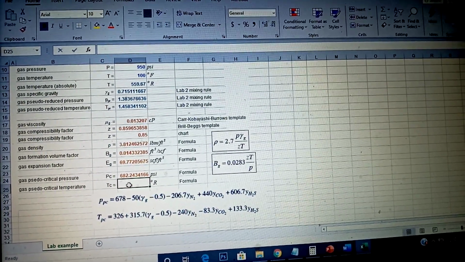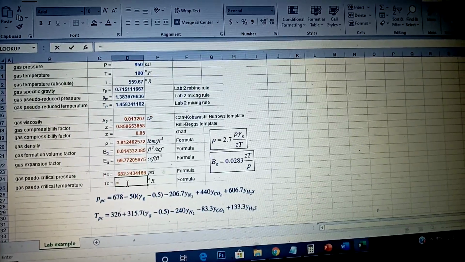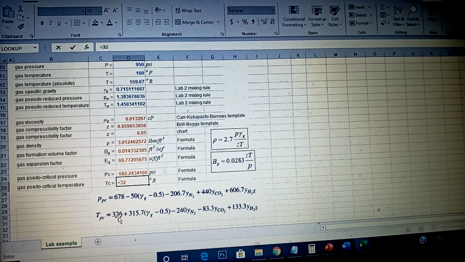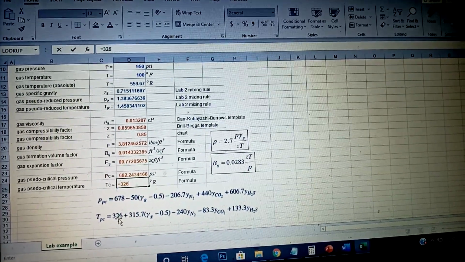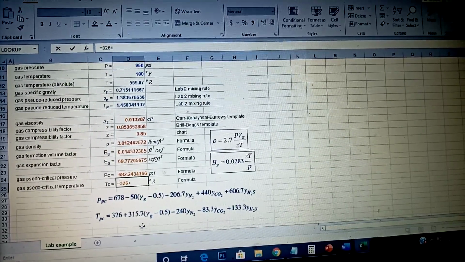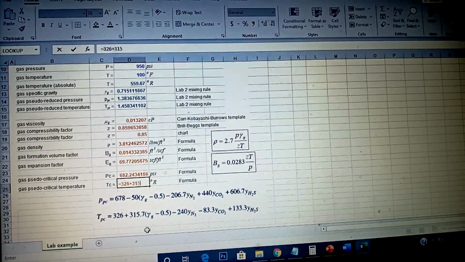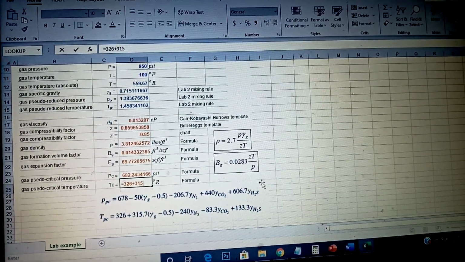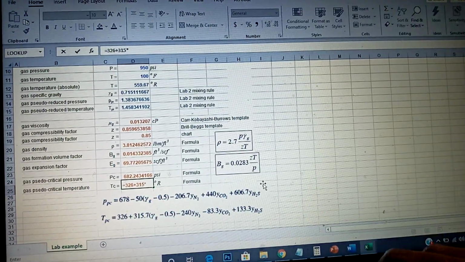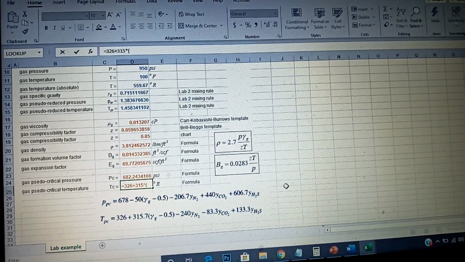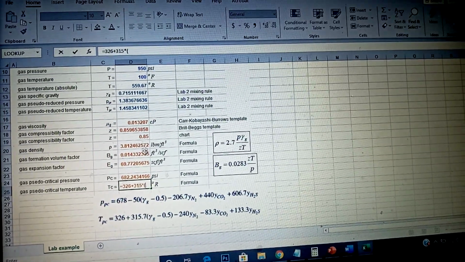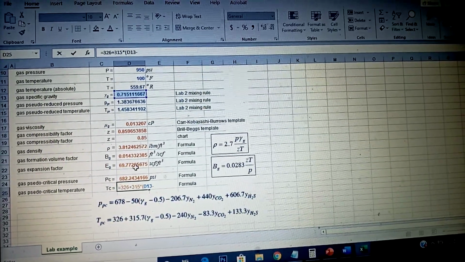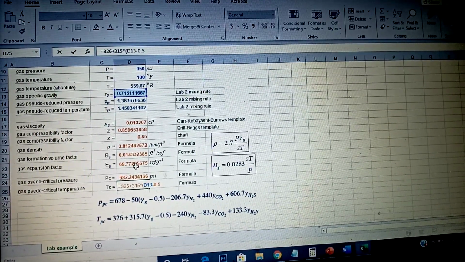Now let's do the temperature. The critical temperature equals 326 plus 315. Now I have to do multiplication before I open the bracket. Star, then I open the bracket. Gamma, which is the specific gravity, I click on that. Minus 0.5. Then I close the bracket.